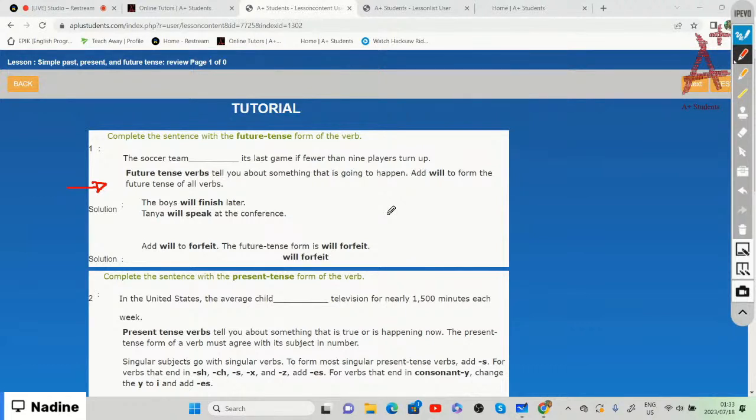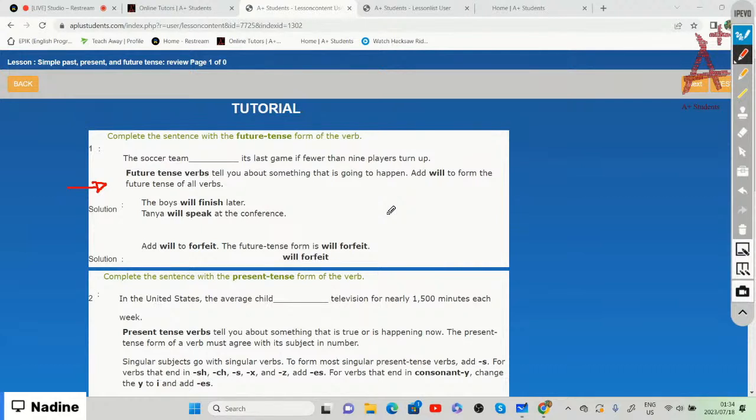So whenever we mention future tense, we add will to form the future tense of all verbs. Future tense verbs tell you about something that is going to happen, and we add will to form the future tense of all the verbs. For example, the boys will finish later, meaning that they are still going to do it, but later on.